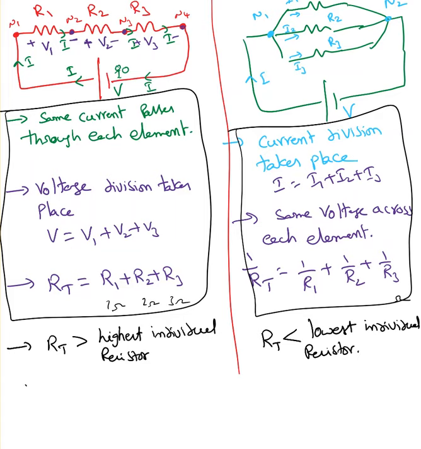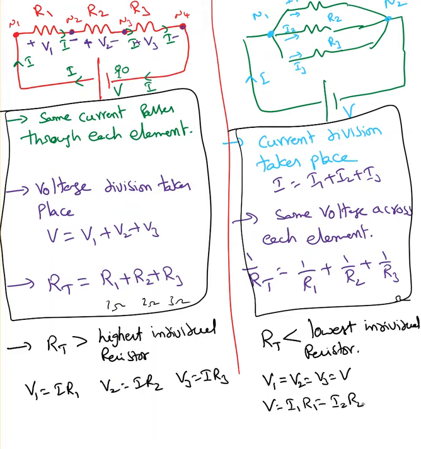Now here in series I can find V1 equal to I times R1, V2 equal to I times R2, V3 equal to I times R3, because of the same current. Whereas in the parallel case, V1 is the same as V2, the same as V3, the same as V. So V equals I1 times R1, or I2 times R2, or I3 times R3, because the current is going to divide in this case.